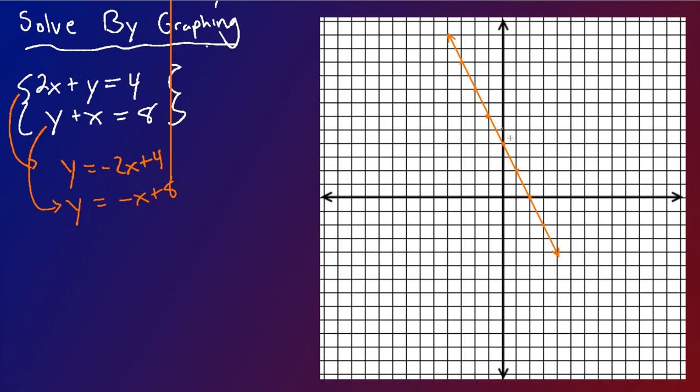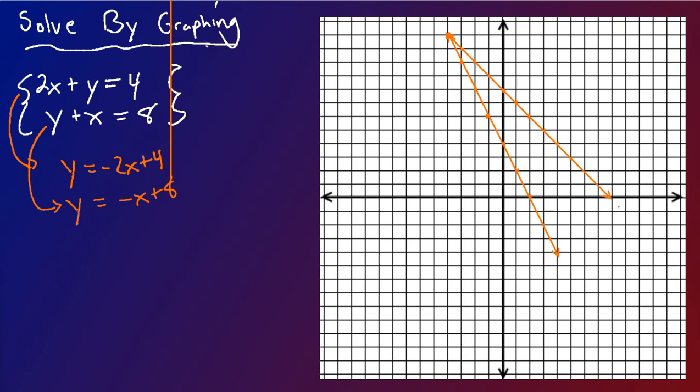So the second one starts at y-intercept 8, 5, 6, 7, 8. And this one goes down 1, right 1. And I can see that as I go left to right, the lines are actually getting further apart. But that doesn't mean that I don't have an answer. In fact, here's my answer right here, where these lines are eventually going to meet.